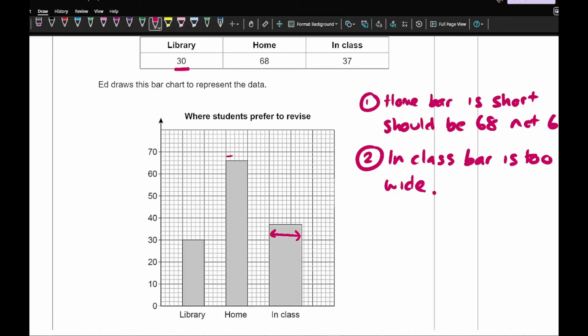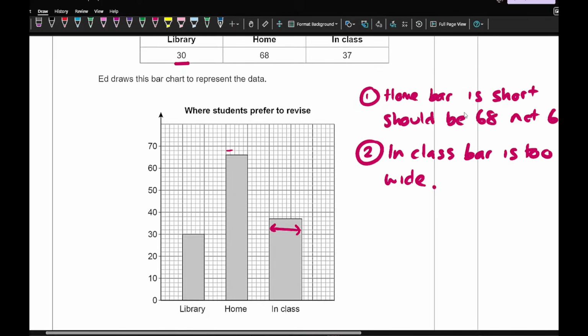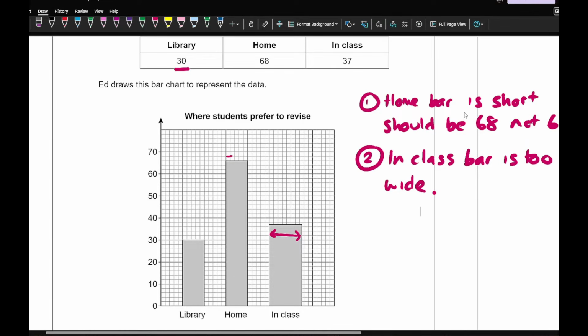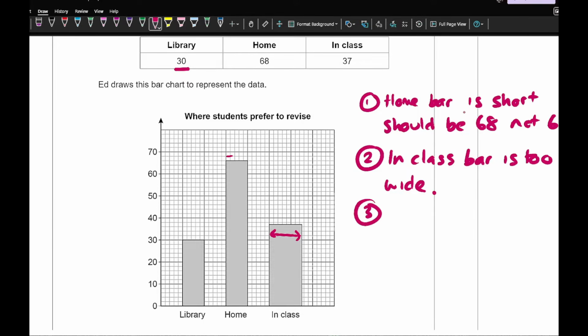And then looking at the third mistake, let's check that we have the axes labeled correctly. We've got 10, 20, 30, 40, 50, 60, 70. That's correct. Let's have a look at the total. That's fine. So I would say the third mistake potentially is that the vertical bar is not labeled.